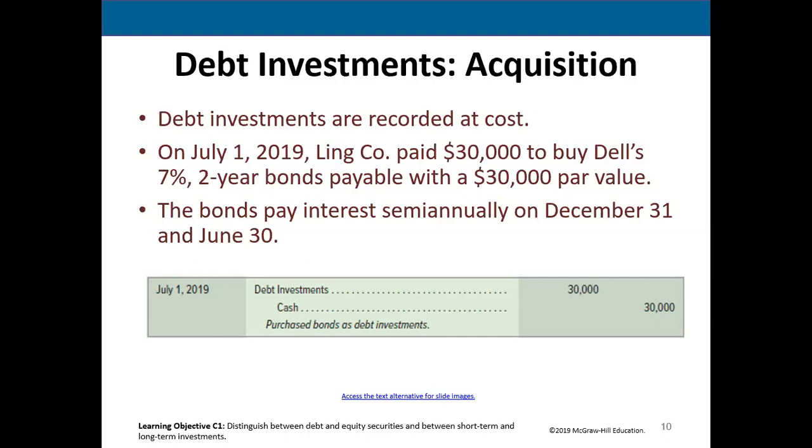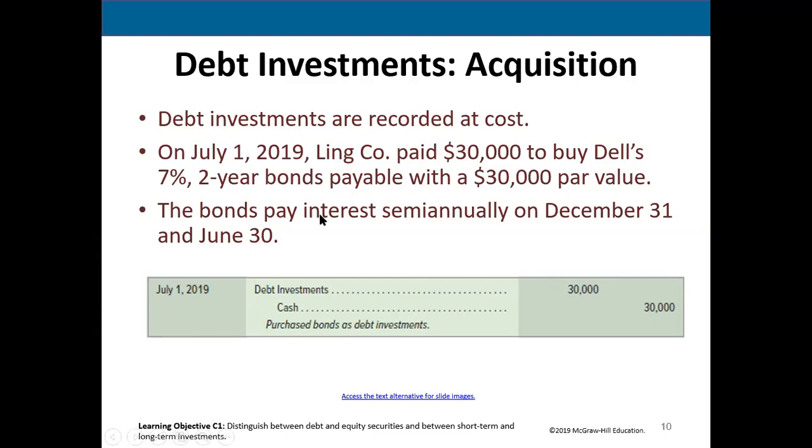But for our purposes, just to introduce you to how we account for a debt investment, the company will debit an asset account called debt investment, because this is an investment in a debt security, a bond, and credit cash for $30,000.